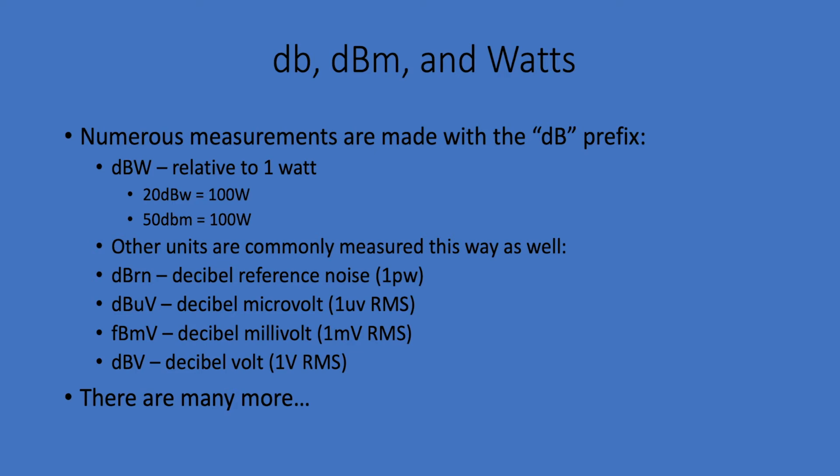Common ones that might be used in RF is dBrn, decibel reference noise. That's relative to 1 picowatt. dBµV, decibel microvolt, relative to 1 microvolt RMS. dBmV, decibel millivolt, 1 millivolt RMS. dBV, decibel volt, 1 volt RMS.